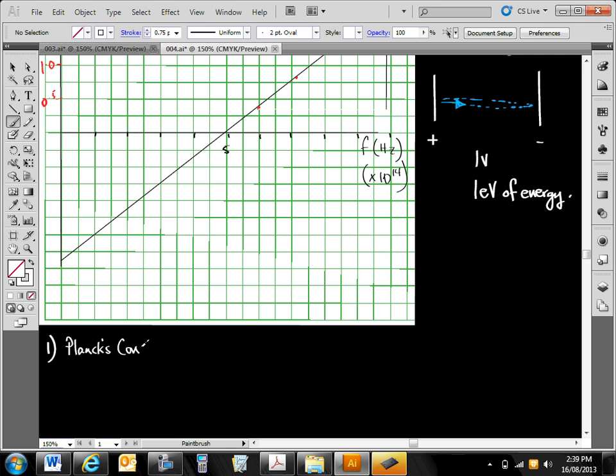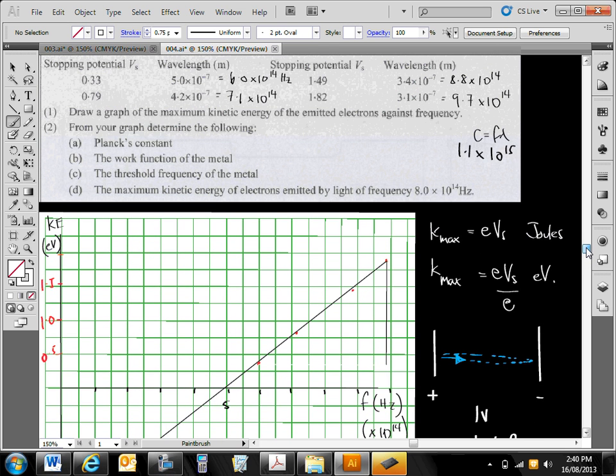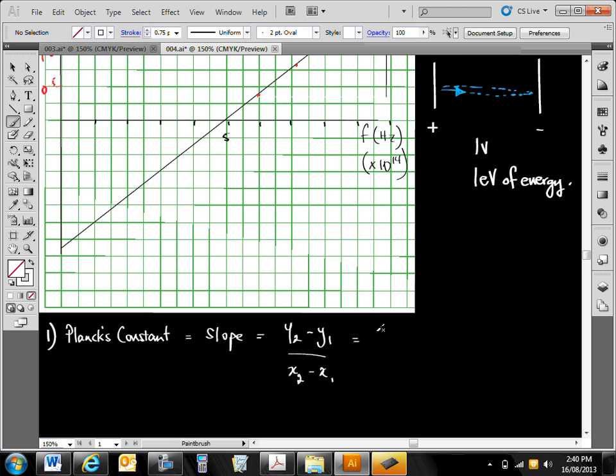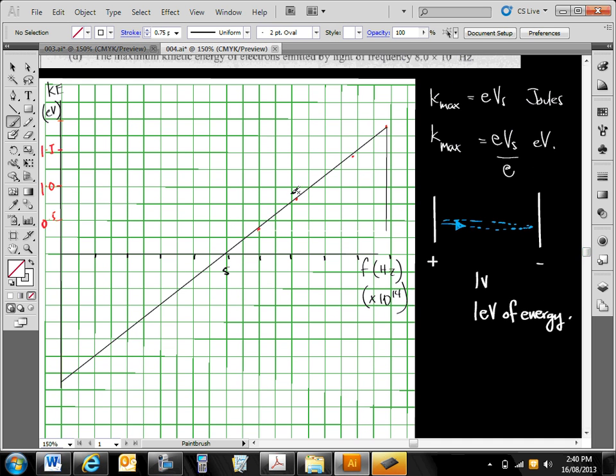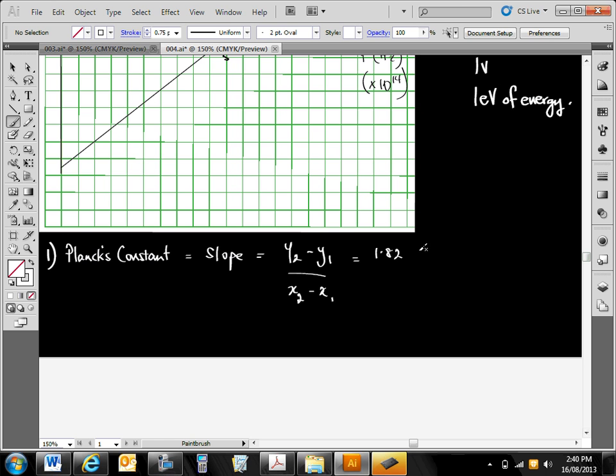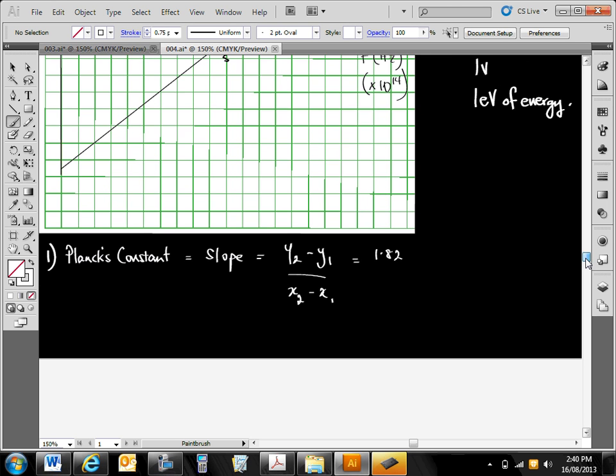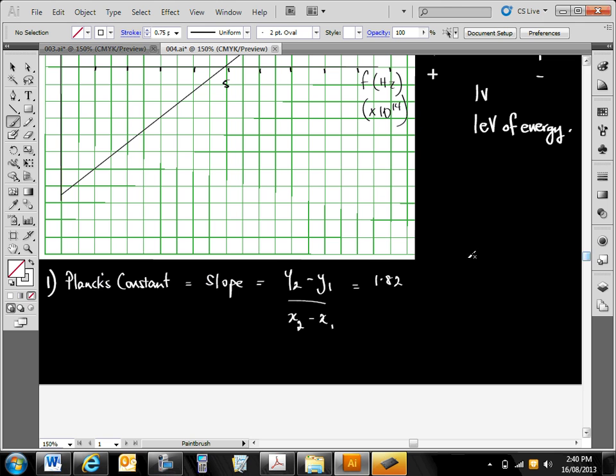Planck's constant equals the slope of the line, which equals y2 minus y1 over x2 minus x1. Most people can do this. Y2 is 9.7, and y1 is 1.8. Sorry, y2 minus y1. Have I got that right? Hang on. Yeah, 1.8 to 0.33.